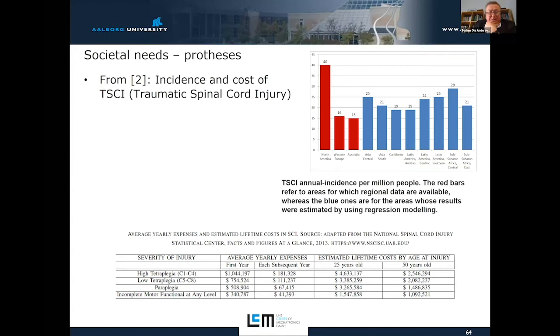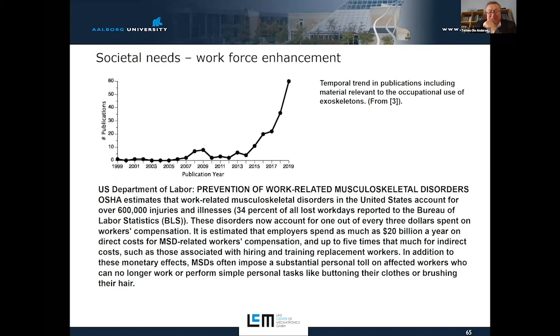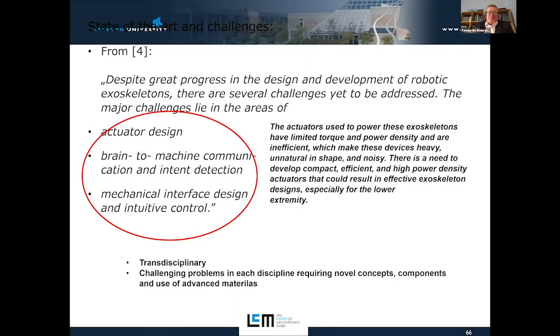This is just some of how the early expenses are for these people. And this is the increase in publications that have an interest in exoskeletons. So it's increasing heavily right now. But there are some challenges. There are, for example, the actuators, and there are the brain-to-machine communication and the mechanical interface and intuitive control. So it's really transdisciplinary, and there are some really huge problems to get a fully working exoskeleton.